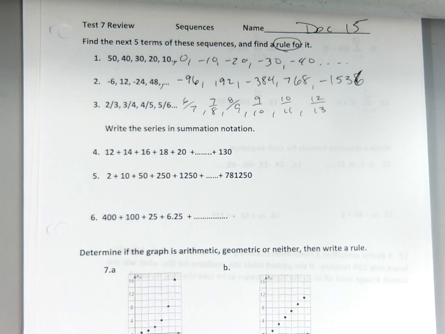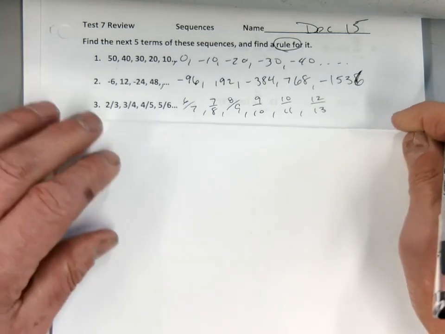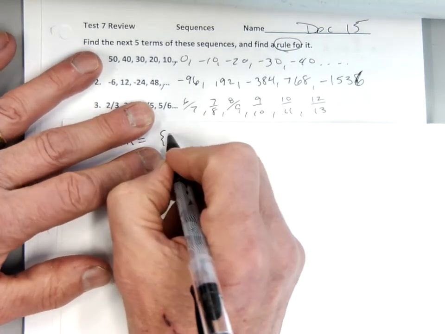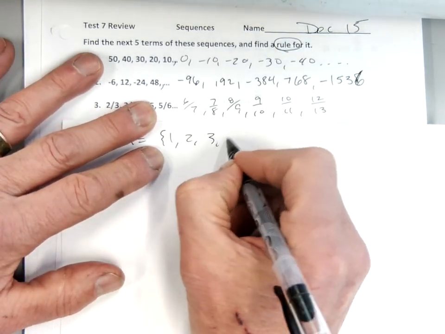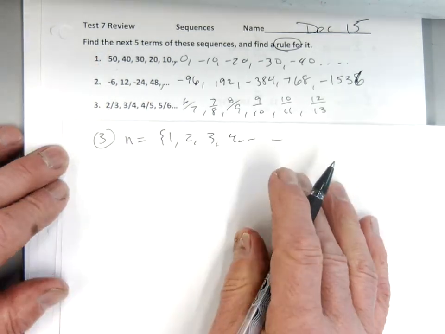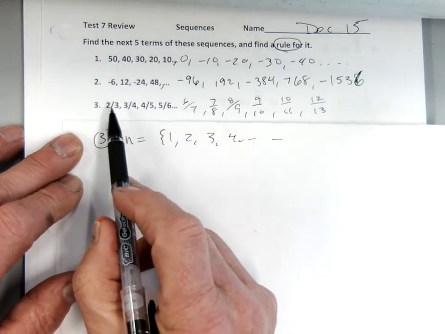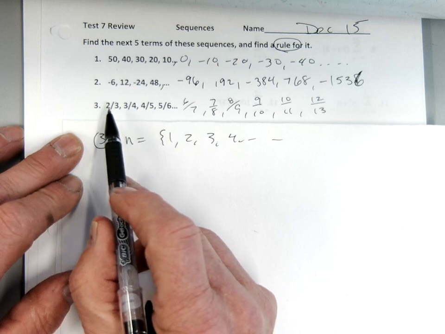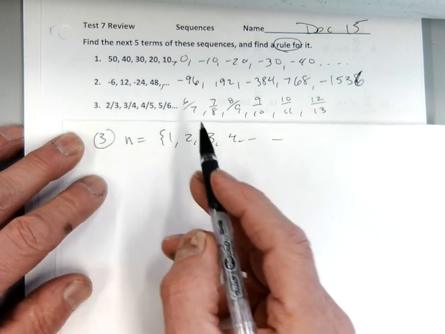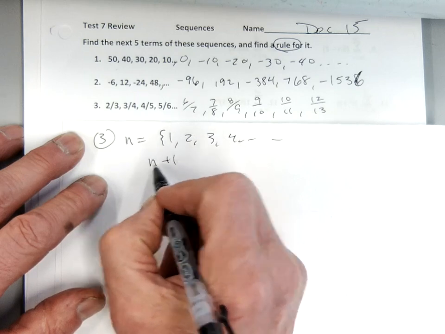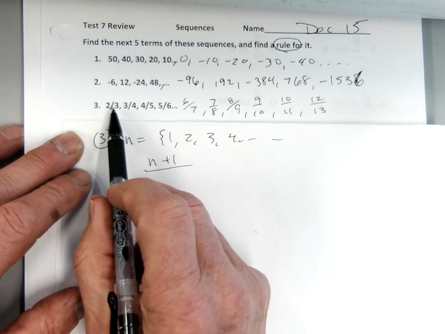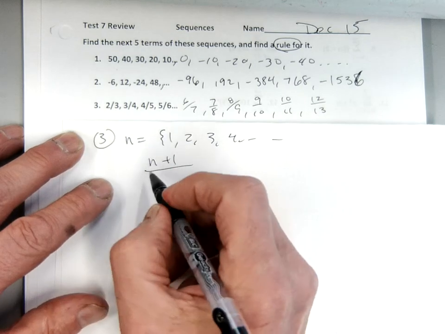Now the formula is a little bit different, but I do know this. Okay, I'm going to help you out. On number 3, I know n is always these numbers: 1, 2, 3, 4, dot, dot, dot. Those are the numbers I always plug in. So I've got a 2, which is 1 more than 1, right? You agree 2 is 1 more? So my formula is going to be n plus 1 over, 3, which is 2 more than my first term.